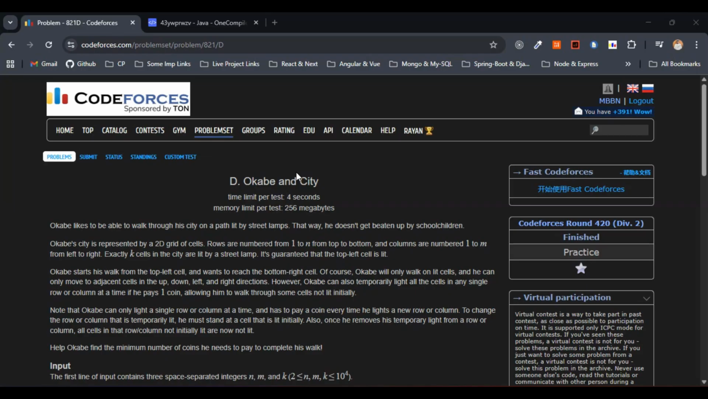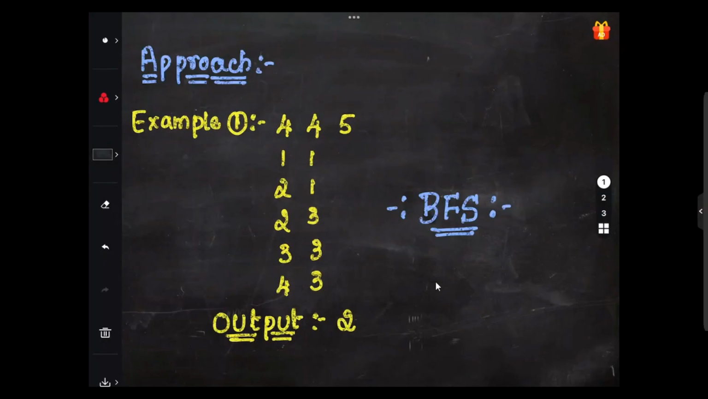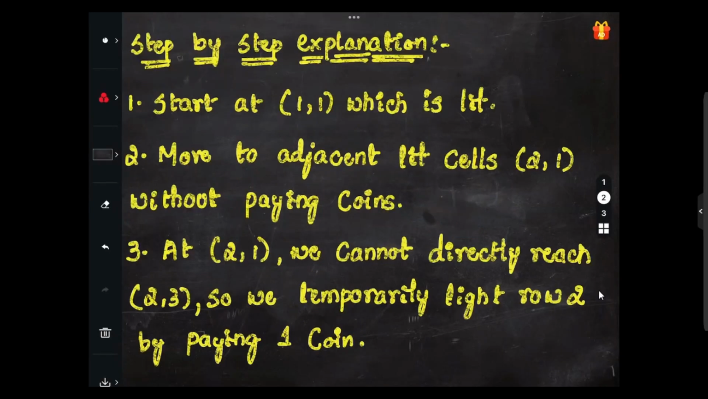As usual, let's discuss the approach first. Here we are going with example one, so that it will be easier for us to understand the approach. This is the input that they have given in the question, and the output that we need to get here is 2. Let's see the step-by-step explanation of how it yields the output 2.